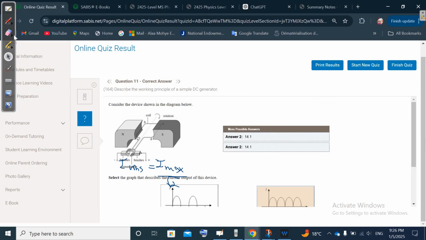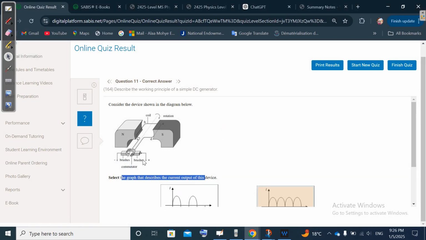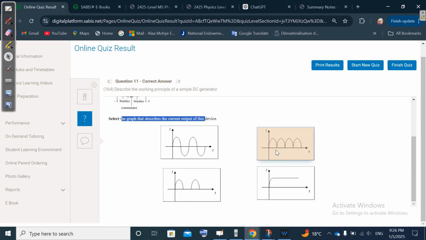Next, select the graph that describes the current. Here they're using brushes, so that means it's a DC. It's not changing, and it's not going in the negative direction. So it's this one. You guys should know this.